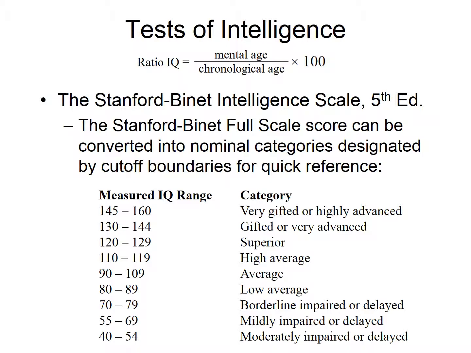And going downward, we also see similar kinds of scores. So 80 to 89 is about 1 standard deviation below. So you're smarter than about 33%, but you're definitely below the mean. That's considered low average. 70 to 75 is borderline impaired or delayed. 55 to 69 is mildly impaired or delayed. And 40 to 54 is considered moderately impaired or delayed development.